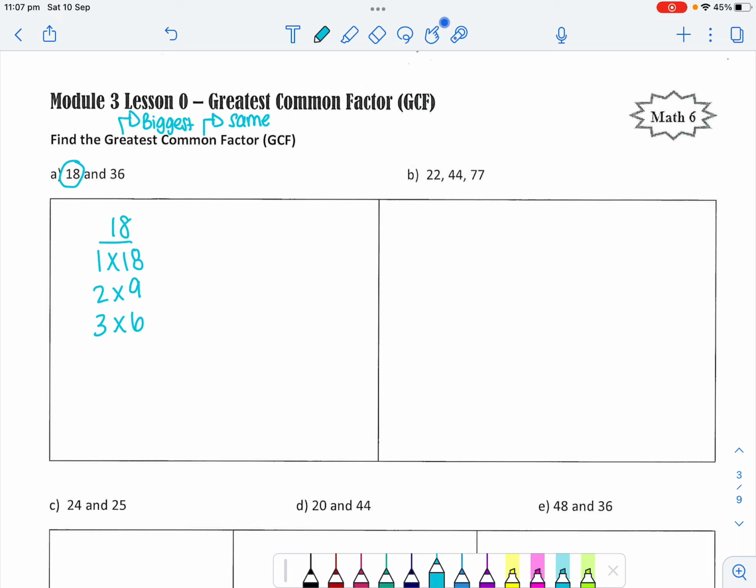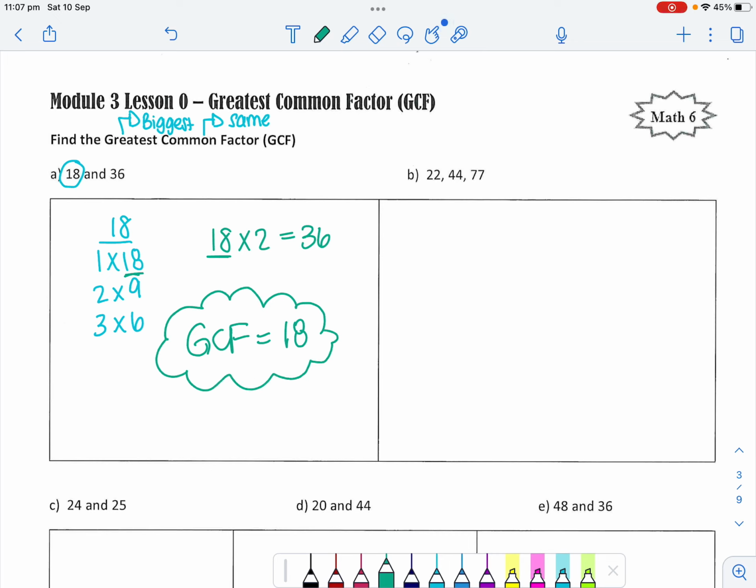Okay, so once I've got my factors listed, I'm looking for the greatest common factor. So I'm going to check my list of factors, starting with the biggest one. So I'm going to look at 18 first. And I'm going to ask the question, does 18 go into 36? And my answer is yes. 18 times 2 is 36. These numbers both have an 18 in common, so my greatest common factor is 18. I'm going to put a nice cloud around that answer to show that it's my final answer.